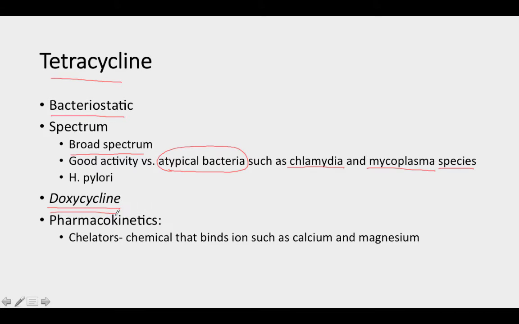Doxycycline is the main tetracycline that's used in clinical practice. You might have heard of it, you might have been prescribed it. It's also the prophylactic drug given for malaria if you're going to a country in South America, for example. In terms of pharmacokinetics, so this is what leads to the main side effects of the drugs. The tetracyclines are chelating agents. And what's a chelating agent? It's essentially a chemical that binds ions such as calcium and magnesium.